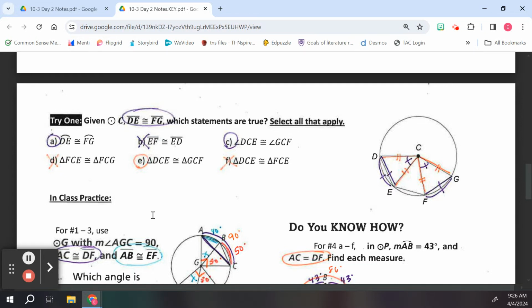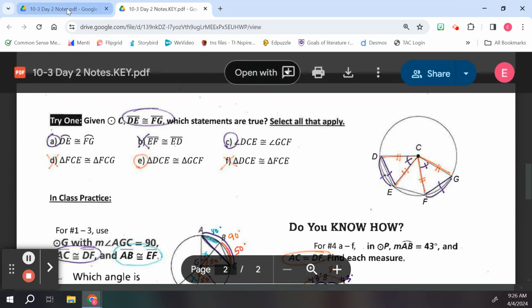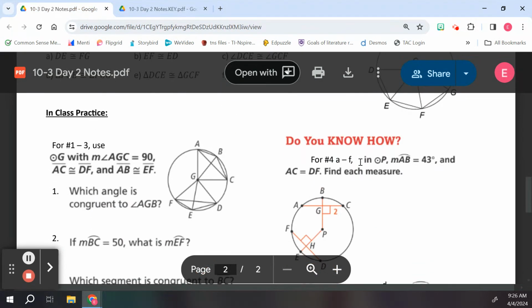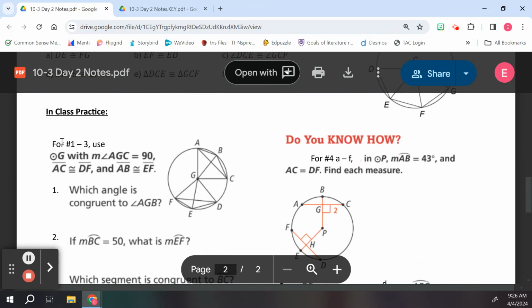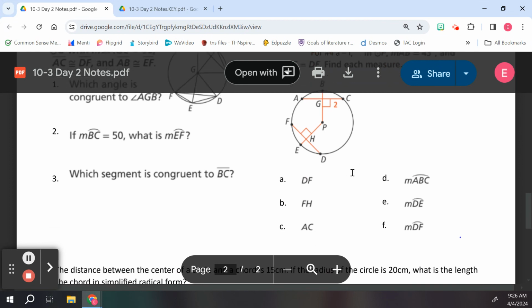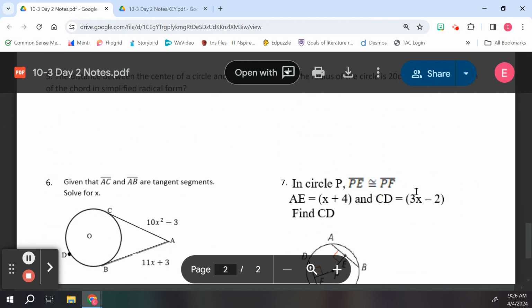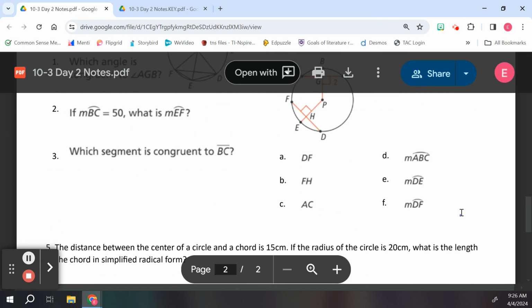Questions, comments, concerns? All right, try these. These in-class practice are for you. So you got 1 through 3, and then the do-you-know-how for 4 all the way to 7. Give these a shot. We'll go over them in a few minutes, okay?